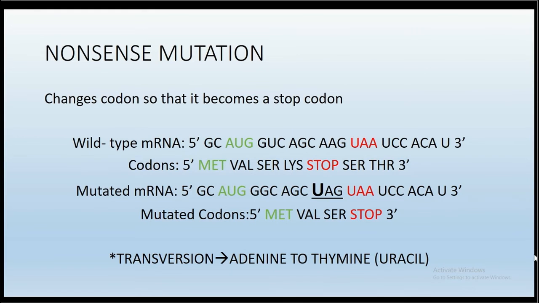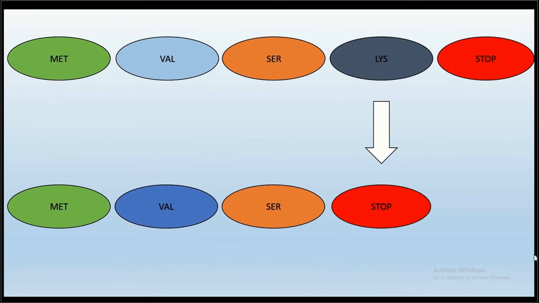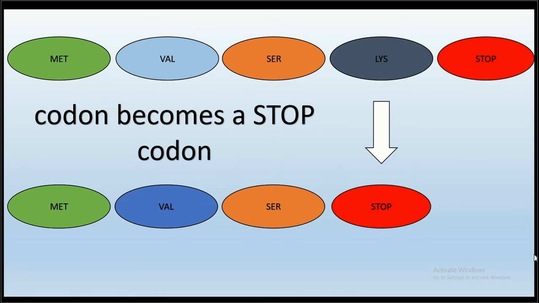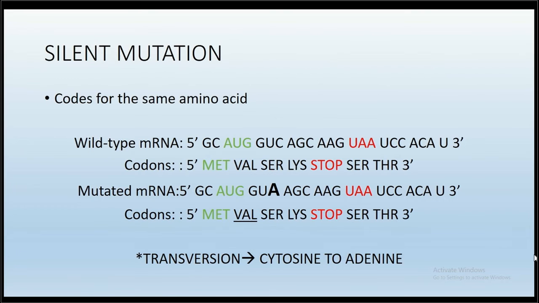And for a nonsense mutation, we would change the codon so it becomes a stop codon. So we changed AAG to UAG, which would become a stop codon. And this is a transversion because adenine changed to thymine, or in this case uracil. So we changed lysine to a stop codon, so the codon becomes a stop codon, so it deletes a codon.